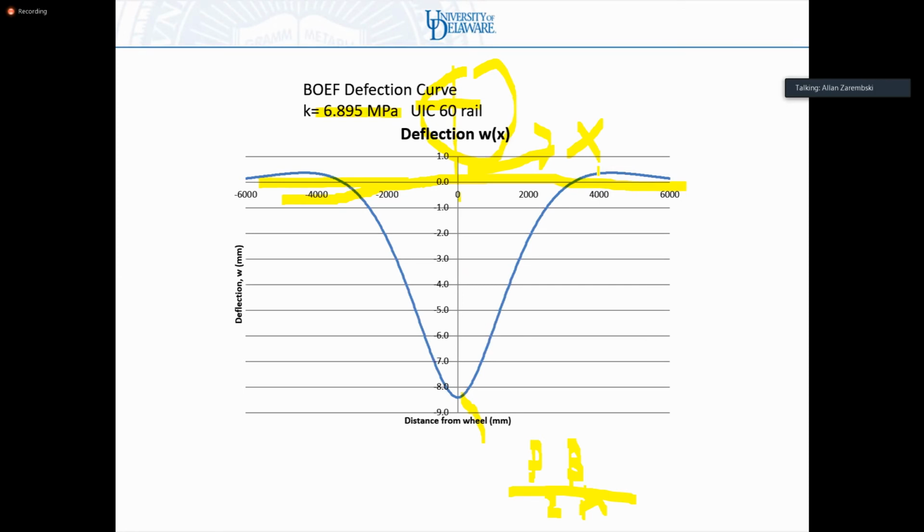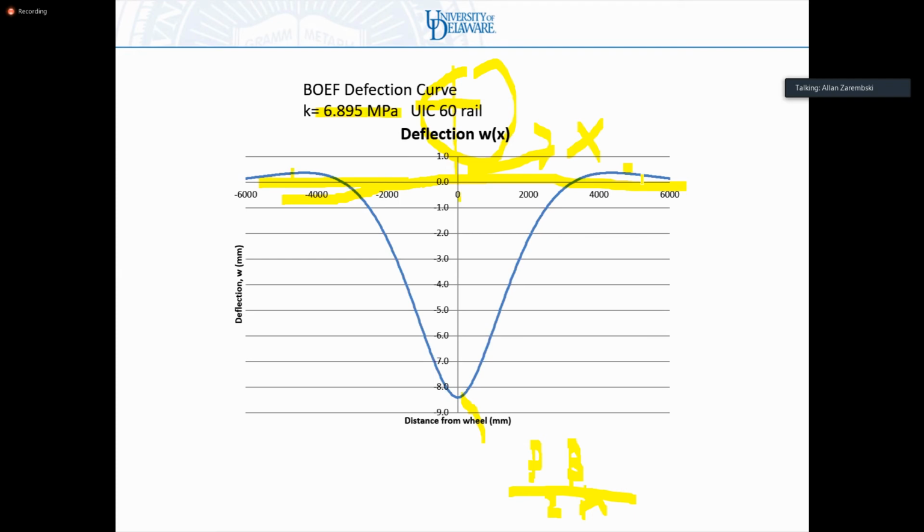But ahead of the wheel and behind the wheel, so here's ahead of the wheel and here's behind the wheel, you will actually see a little bit of an uplift wave. And that uplift wave is actually picking up the track a little bit. Not a lot. We're talking about here, what, 1/3 of a millimeter? So we're not talking about a big uplift in this particular case, but we do get this.